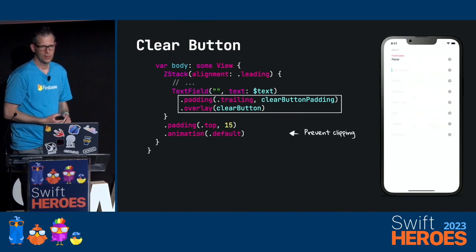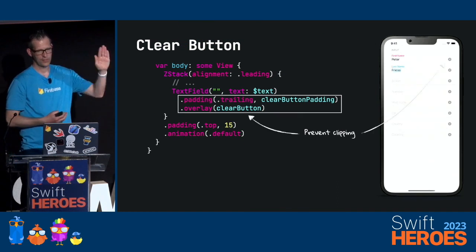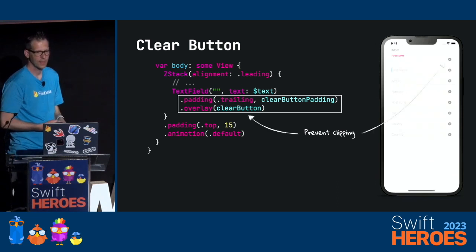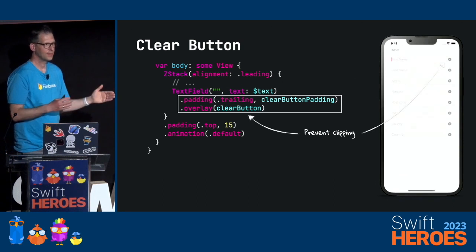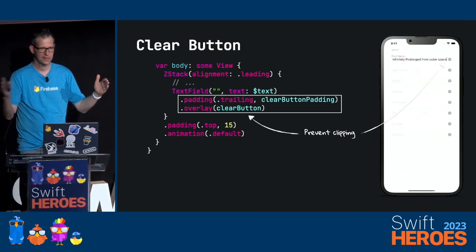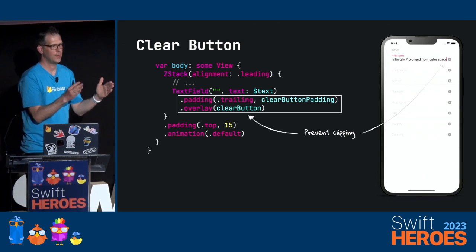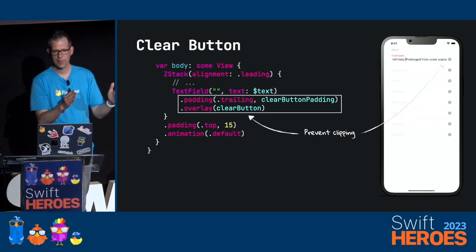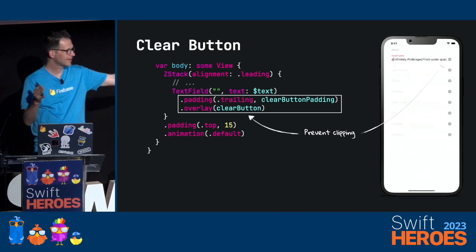And then we use an overlay to put that on top of our text view, and a padding to pad the text field from the right, and that makes sure that we don't have clipping when we enter a very long text.